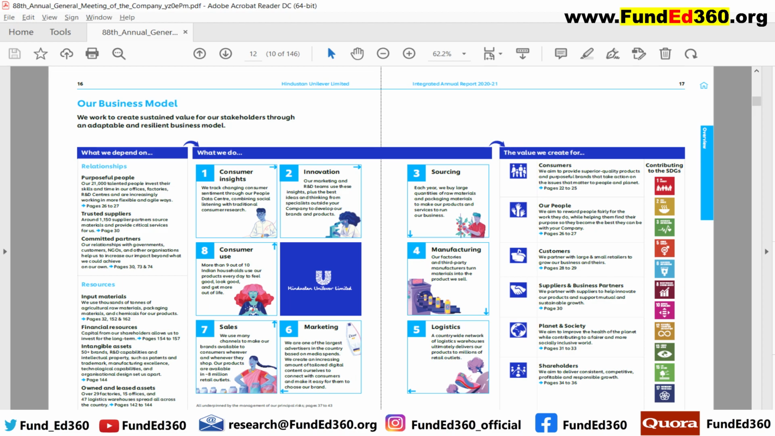So this gives a very brief blueprint or an outline of the company's business model, and is typically mentioned as the company's business model head. So this essentially gives the investor an outlook about how the company operates and the flow of the processes that are generally carried out by the company.